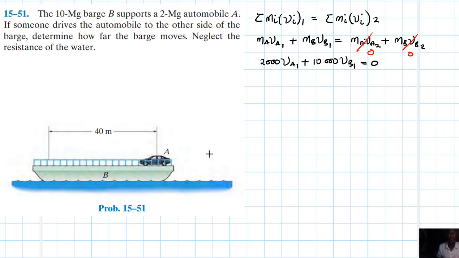Of course, we expect this motion, so this is our reference like this. So this is our y, this is our x. So we do have one equation here, which we can later write as just 2 VA1 is equal to minus 10 VB1, if we cancel out the zeros.